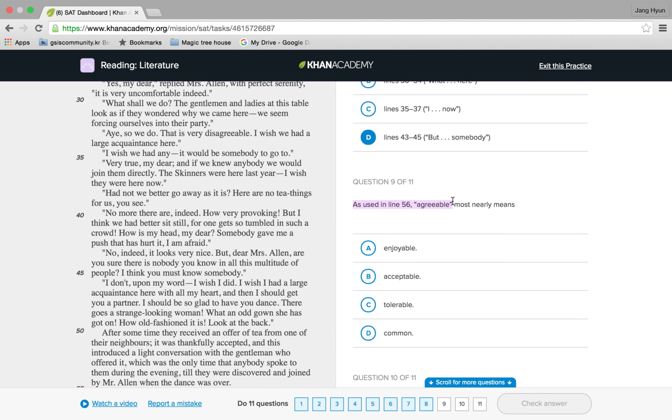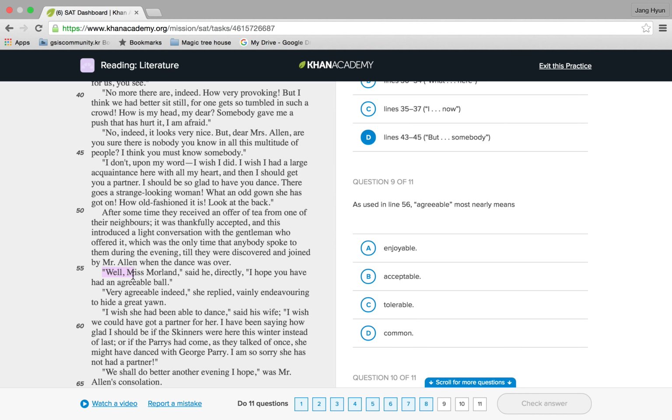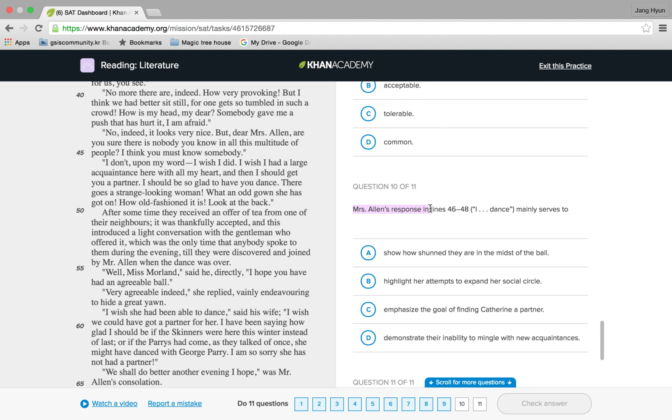And now, as used in line 56, agreeable most nearly means, well, Miss Morland, said he directly, I hope you have had an agreeable ball. Enjoyable, tolerable, not common, not tolerable, acceptable, no, a little bit too serious. I hope you have had an acceptable ball. I hope you have had an enjoyable ball. Yes, enjoyable. Now, we're almost at the end. Mrs. Allen's response in lines 46 to 48, I dance, mainly serves to. Alright.